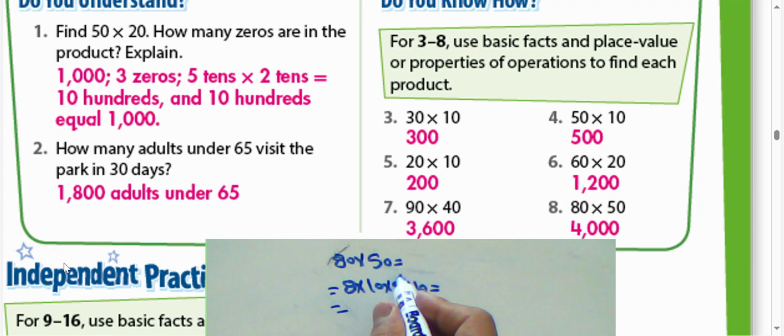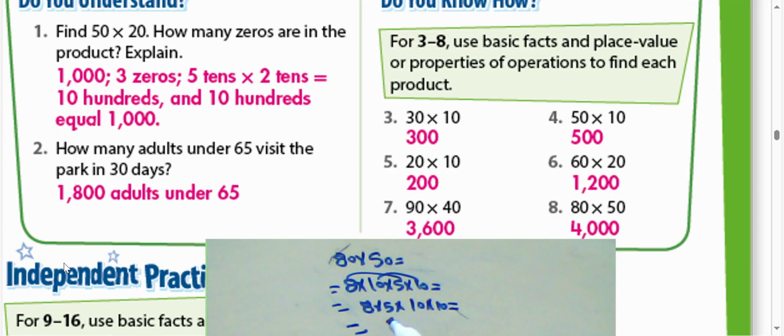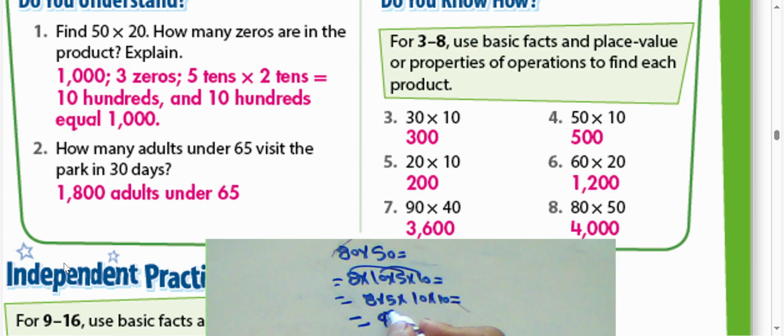And also write 8 times 5 times 10 times 10. 8 times 5 is 40, and 10 times 10 is 100. 40 times 100, we can write 40 and then double zero. The result will be 4000.